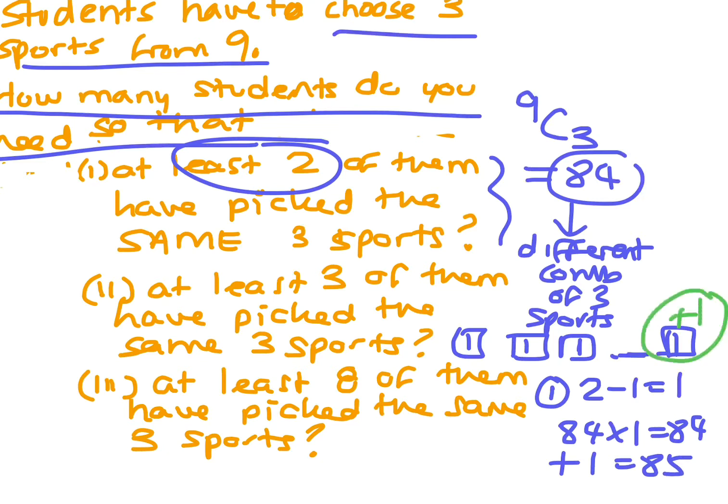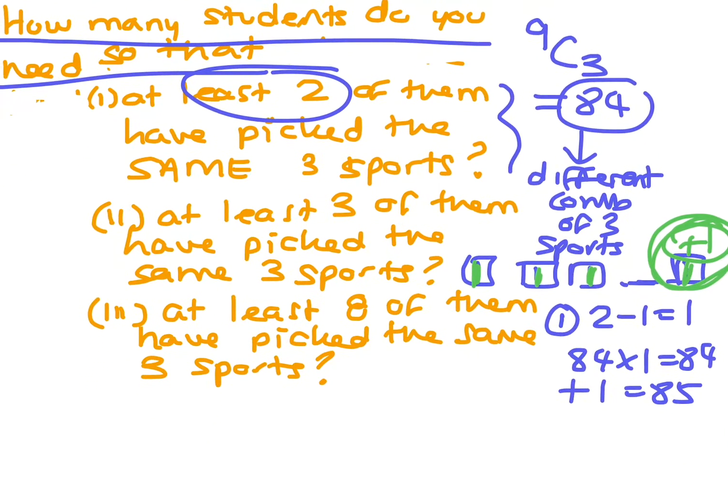that the next person will have the same 3 sports as one of the other 84 beforehand, because you've got the whole 84 different combinations. So they're all different. So you choose 1 of each combination, and then you just pick 1 more person, and one of those persons will have the same as everybody else.